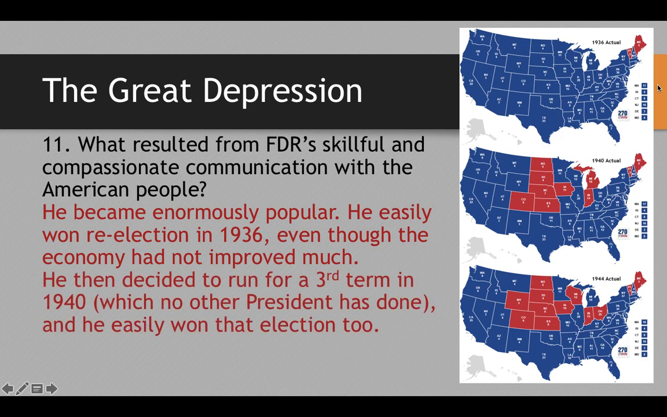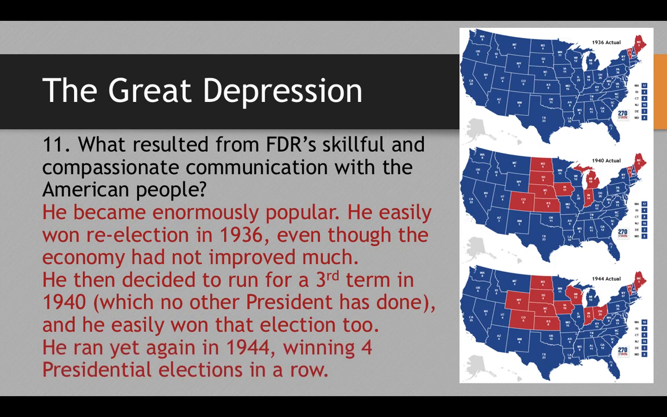Now, after his eight years were over in 1940, every other president had stepped down after his second term, because remember, that's what George Washington had done. But since we were still in a time of crisis, FDR decided to run for a third term in 1940. No other president has ever done that before or since, but he easily won that election too.